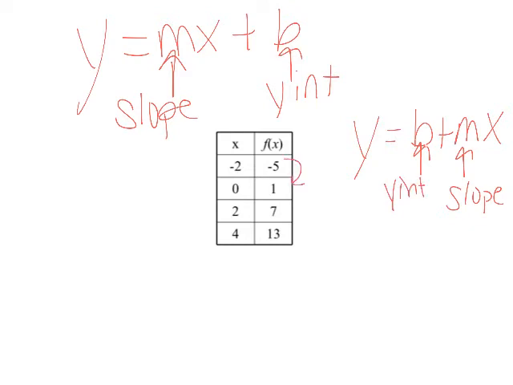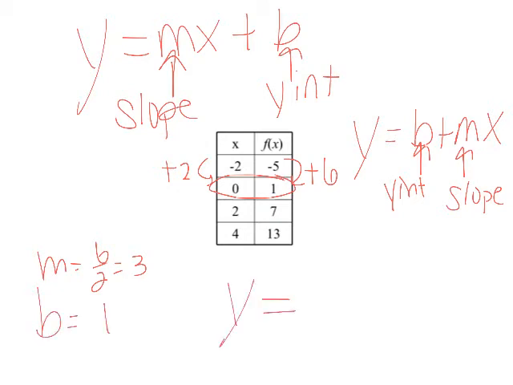Slope is our rate of change, so in a table it's change in y over change in x. Okay, so here we're adding 2. Here we're adding 6. So our slope is 6 over 2, which is 3. Y-intercept in a table is the value of y when x is equal to 0. So b is equal to 1 here. So our equation is y equals 3x plus 1.